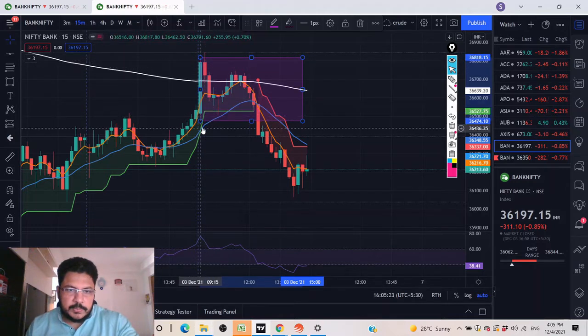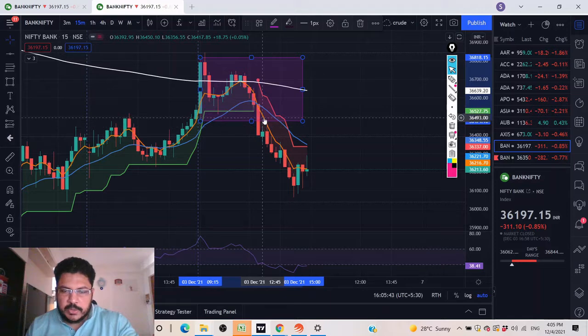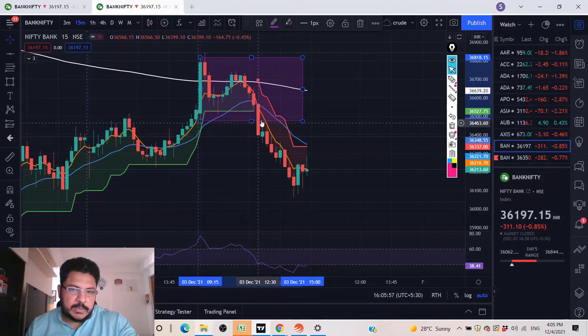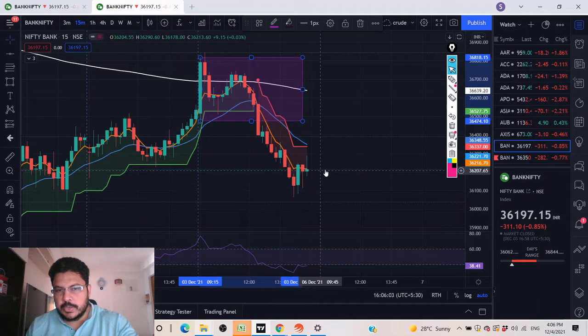Here we got a false move, and then we got a low which broke here and the candle closed below it. So this is a short entry. Immediately on the next candle you can enter and you can see the move. In the next candle you could have sold a 36,500 call and bought a 36,200 call. Immediately that would have given you good money from here. Or you can buy a 36,400 put and sell a 36,100 put. Then immediately also you could have made money.